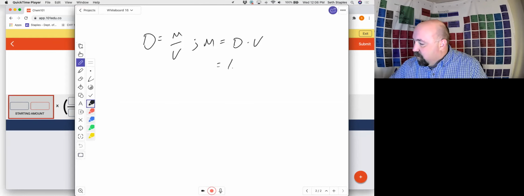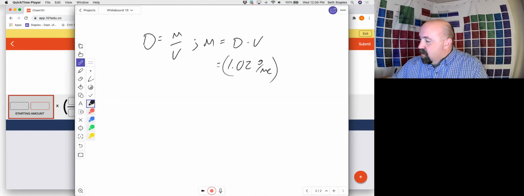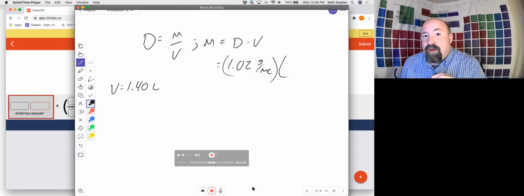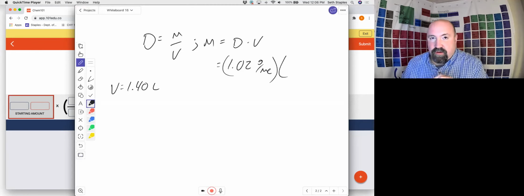We're given a density of 1.02 grams per milliliter. We're given a volume of 1.40 liters. We do have to note here, however, that we're given a density in milliliters. In order for us to use our density equation here, we have to make sure that our units of volume match up. Sorry if I might have said that wrong. If we're given milliliters in our density equation, we need to convert our volume to milliliters.